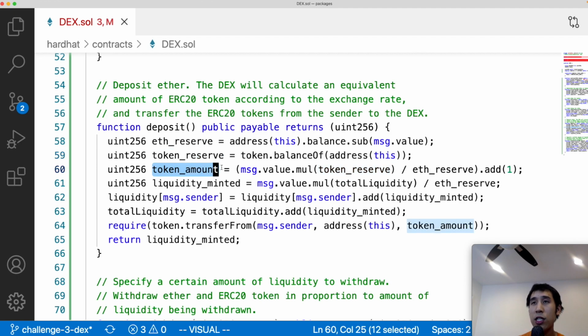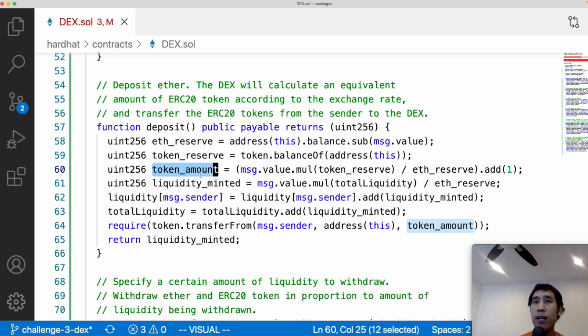To calculate the exchange rate and the number of ERC20 tokens that also need to be deposited for that number of Ether, we're going to use the token reserve in the numerator and the Ether reserve in the denominator. This is exactly what I explained a few minutes ago. As the token supply in the DEX increases, that means that a greater number of tokens need to be deposited into the DEX for each unit of Ether.